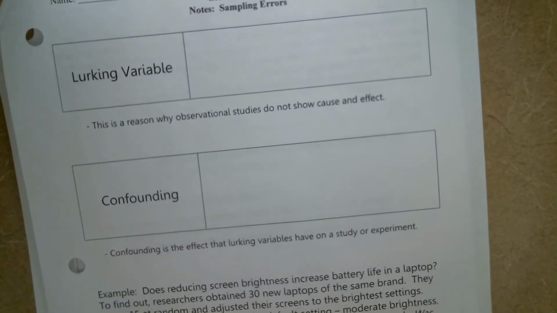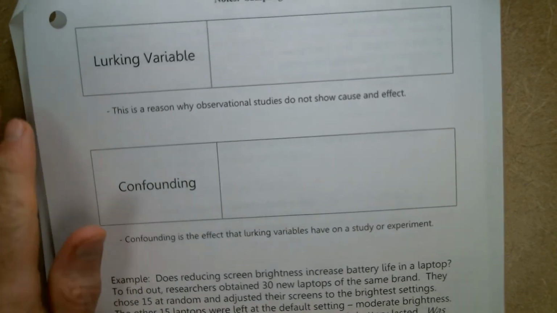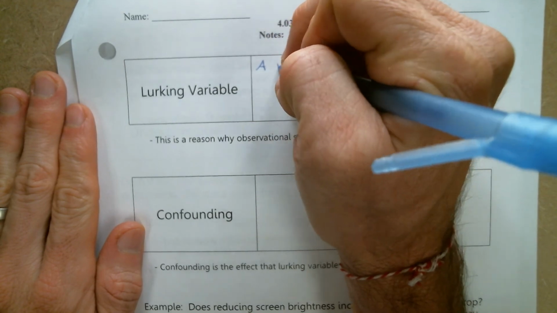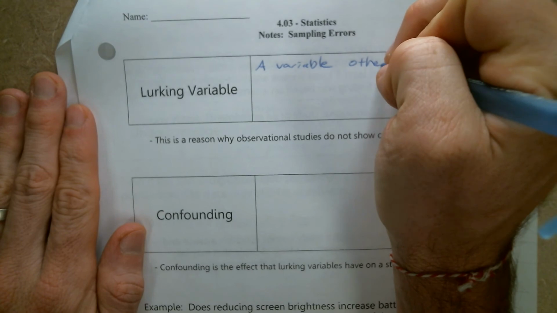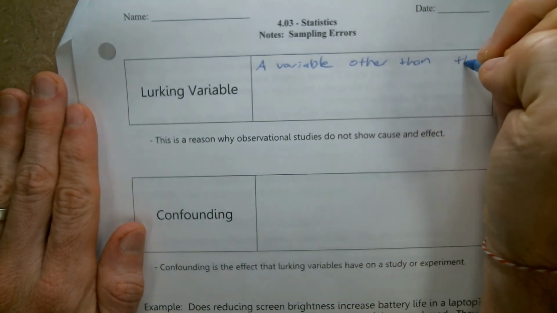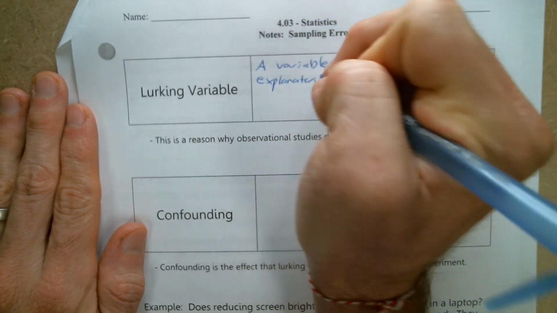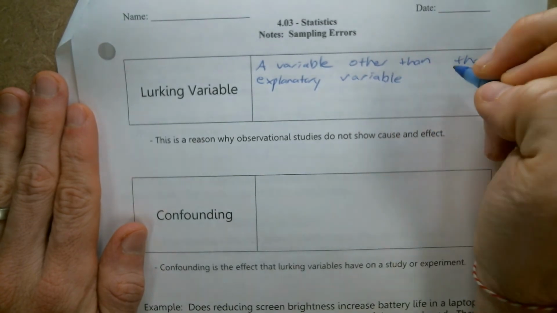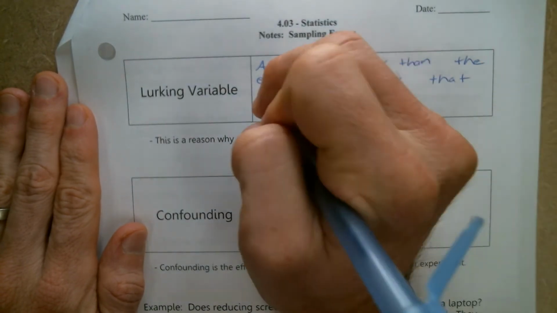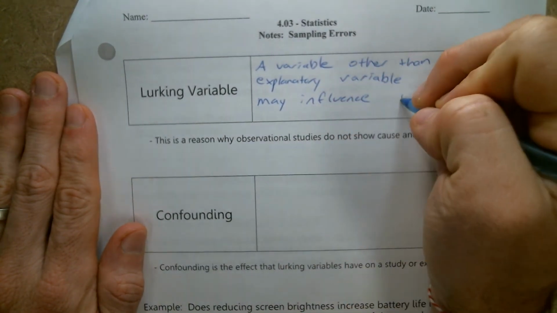The lurking variable. All right, this is the reason why observational studies do not show cause and effect. And the lurking variable is a variable other than the explanatory variable that may influence the response variable.